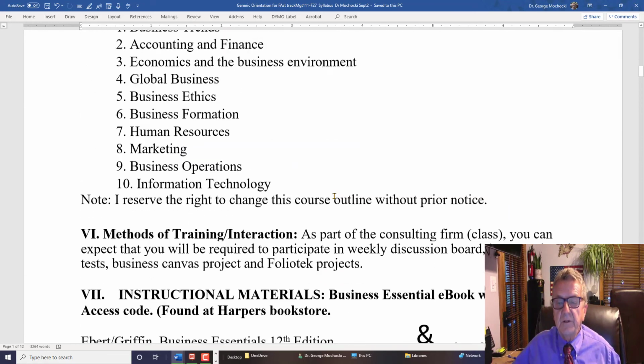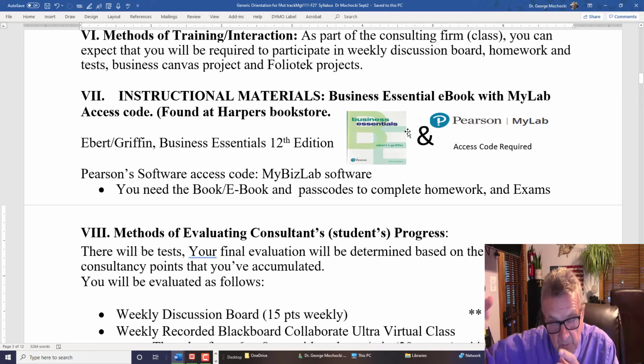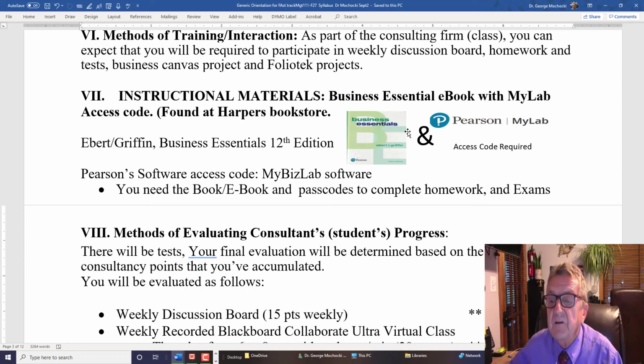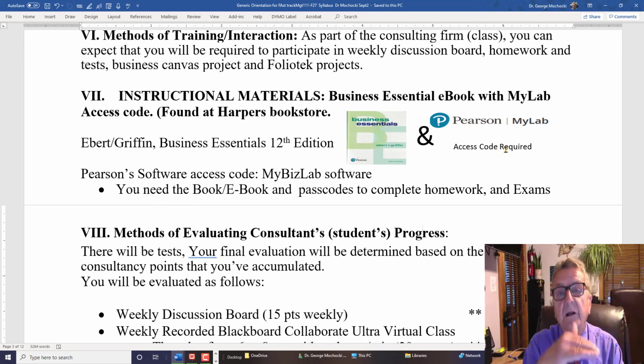Let's go to the book. I want you to see the book. Usually, here's the book that you're going to need, the Business Essentials. You could purchase the book from the Harper Bookstore. I have the links when you take my class, but you need the Pearson's access code. Be careful. I've been doing this for a while. I've had students trying to minimize the cost, and that's what I would do. That's business. How do I get the same product and minimize the cost so I have a higher probability?